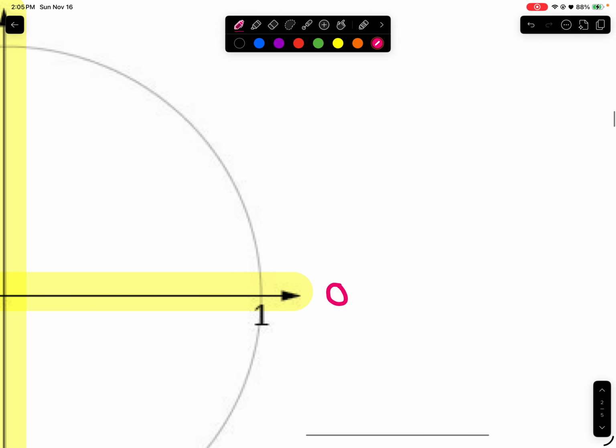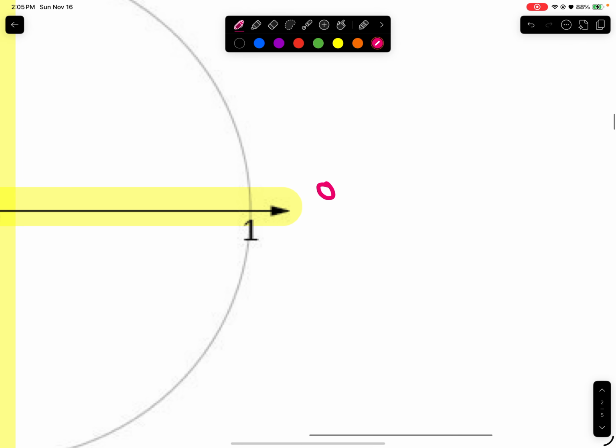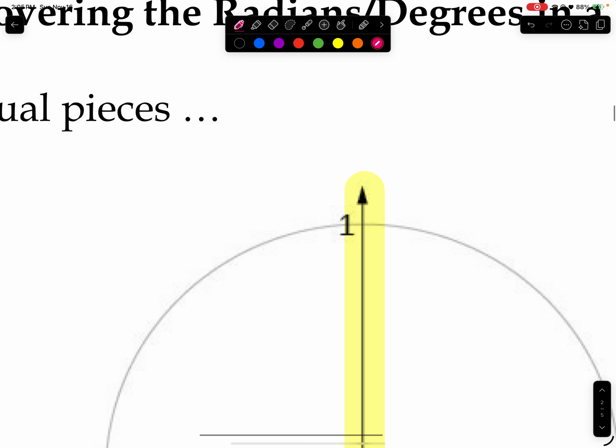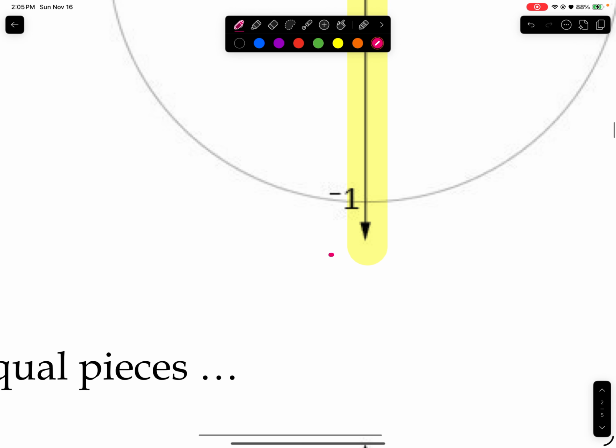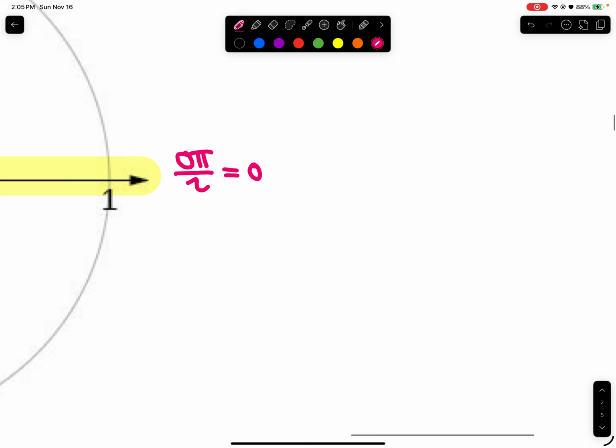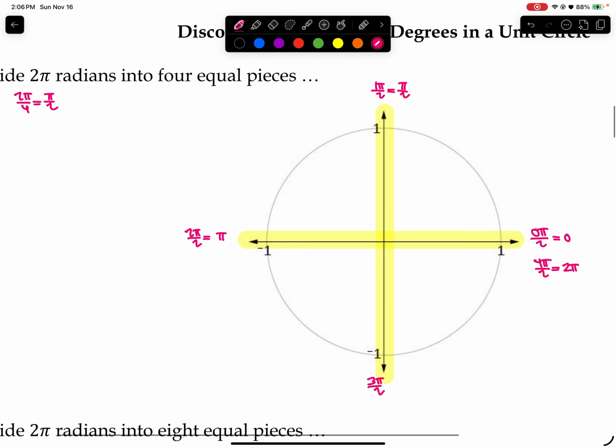Whoops, let me actually do this another way. So this would be 0 pi over 2 radians, which is 0. And then 1 pi over 2 radians, which is just pi over 2. And then we're going to have 2 pi over 2 radians, which is just pi radians. And then 3 pi over 2 radians, which is 3 pi over 2 radians. And then if we go all the way around, that's 4 pi over 2 radians, which is the same as 2 pi. So that's where these 4 angle values come from.